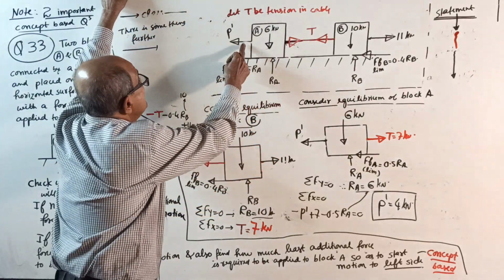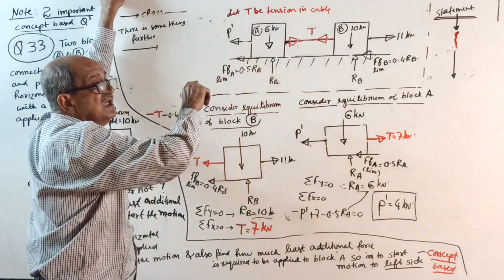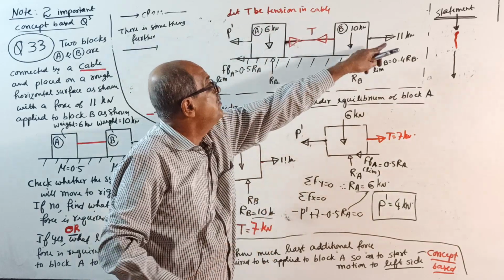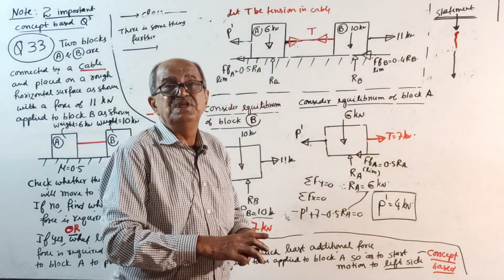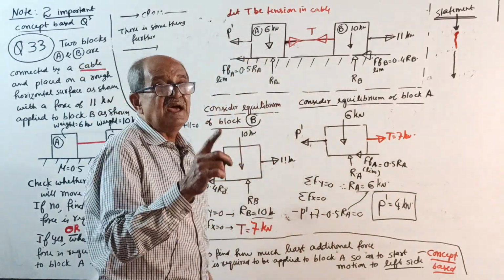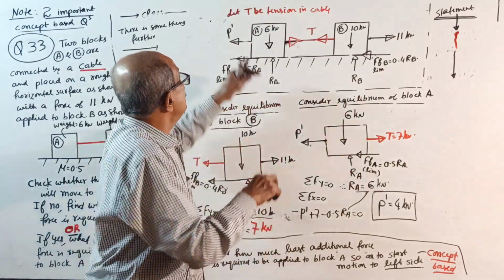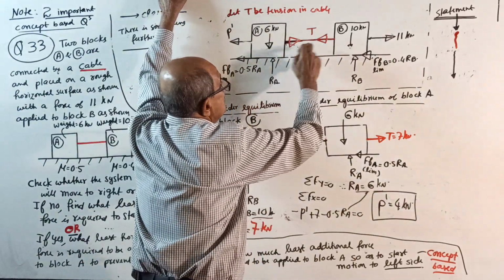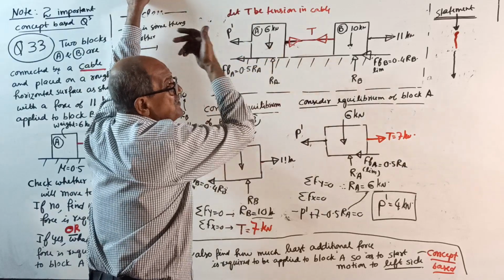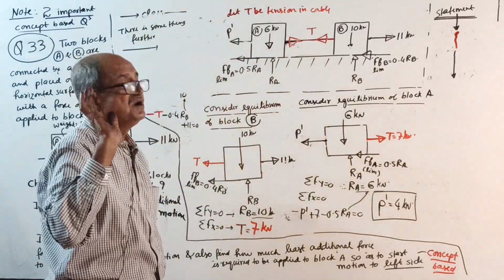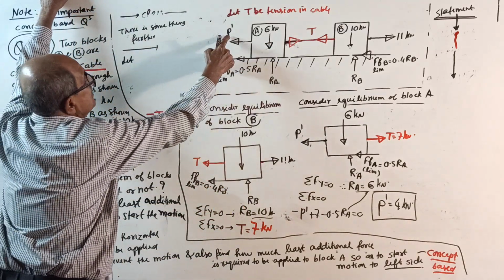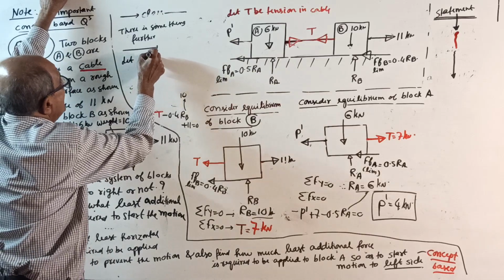Now, increase the P dash. Slowly, the system will still be in equilibrium and that force is more. The tendency is still to move right side. Finally, as you increase the force, a time will come when suddenly the system will start moving to the left side. If you apply a very heavy force here, the system will move to the left side. That force they want. How much force?